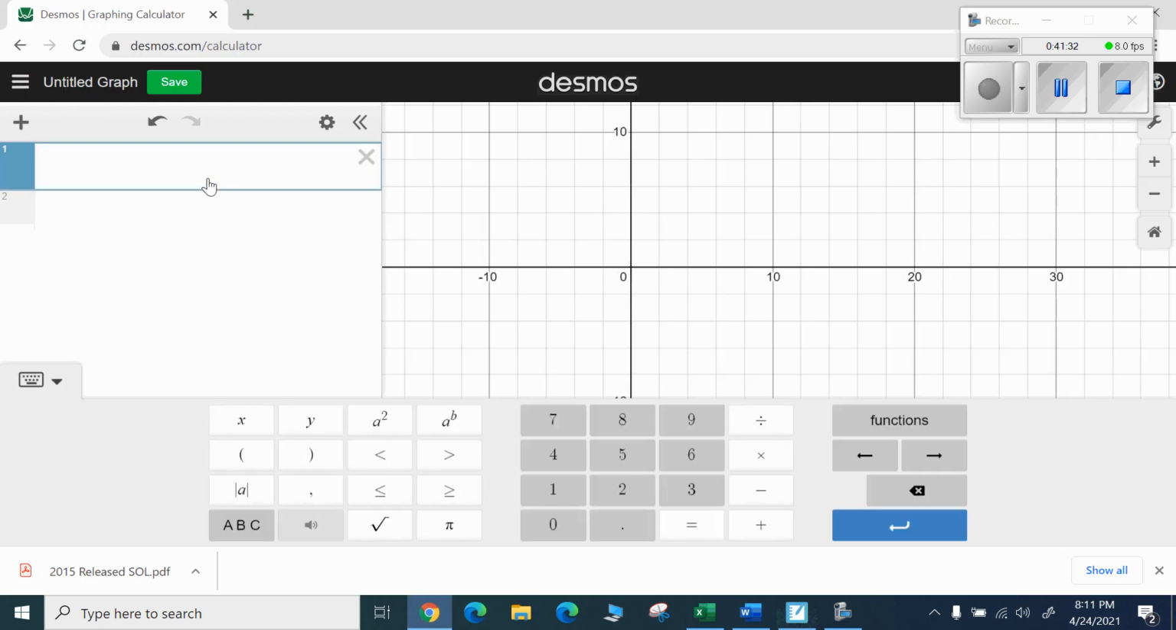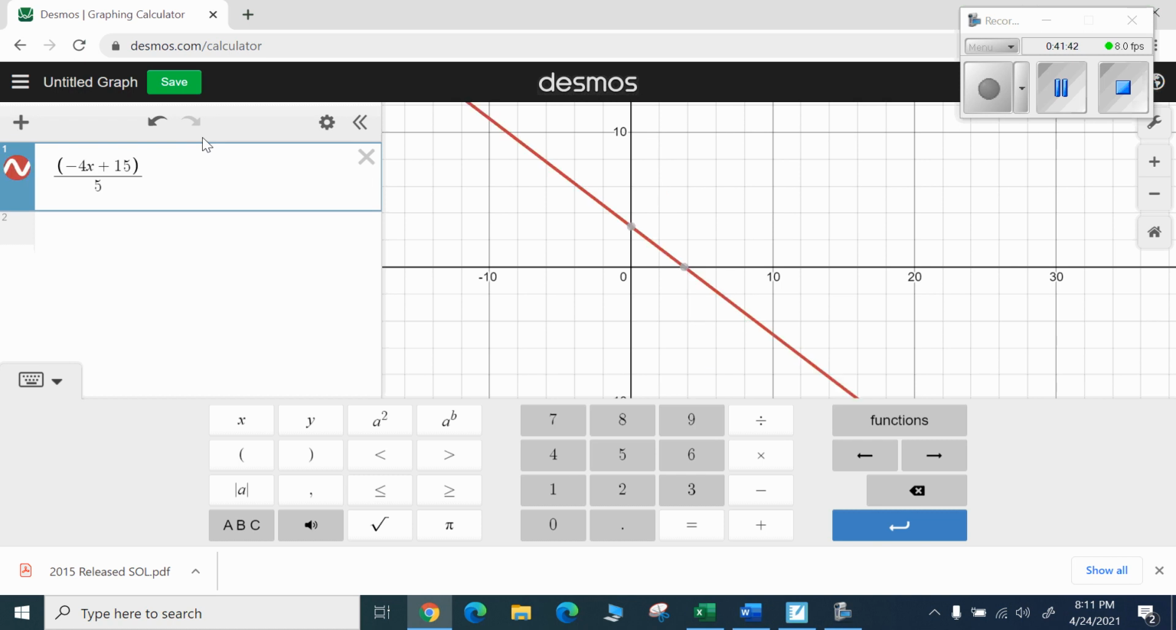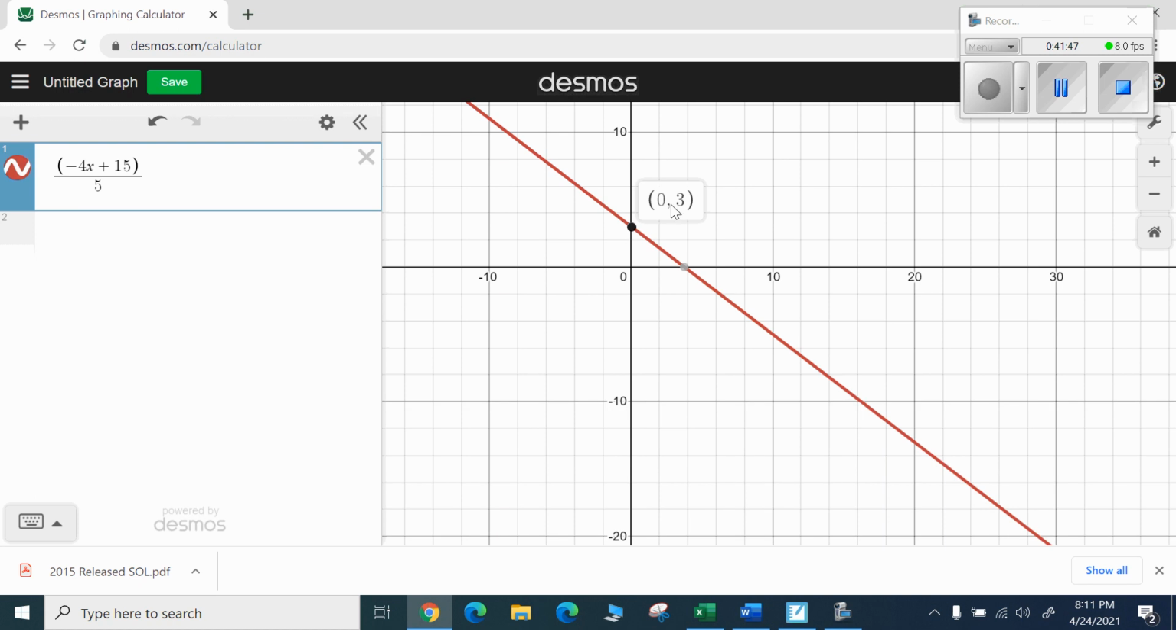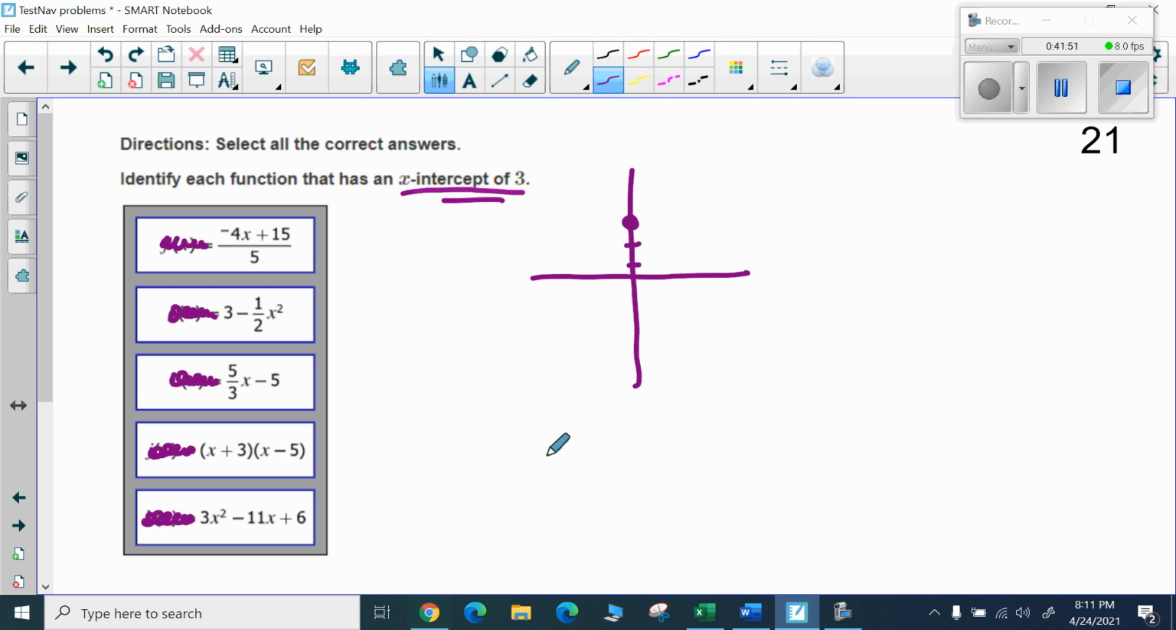So let's see, the first one is negative 4x plus 15. Remember that in order to get all this in the numerator, you've got to put it in parentheses like that, over 5. All right, and then what you can do is just click on this dot and see if it's 3 or not. It'll tell you exactly what the number is. So that one is 3, that one is a yes.